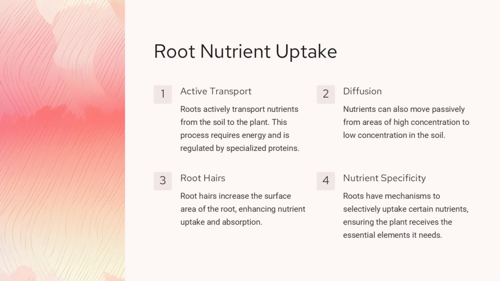The root system plays a crucial role in nutrient uptake for the plant. Roots actively transport nutrients from the soil into the plant using specialized proteins. This process requires energy. Nutrients can also move passively from areas of high concentration to low concentration in the soil through diffusion. Root hairs increase the surface area of the root system, enhancing the plant's ability to absorb and uptake nutrients. Roots have mechanisms to selectively uptake certain nutrients, ensuring the plant receives the essential elements it needs.